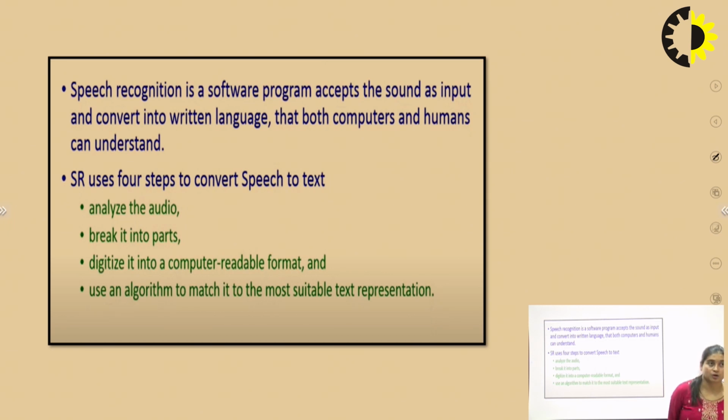It is a computer program which accepts sound as input and converts it into written language. So the basic or main aim of the speech recognition system is to convert the sound into written language, or you can say the text.